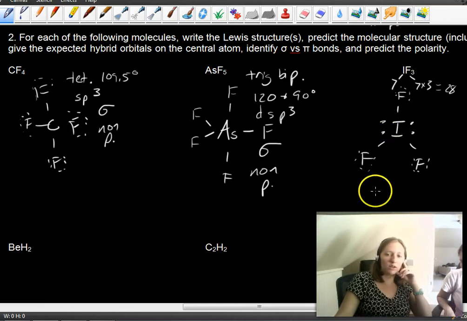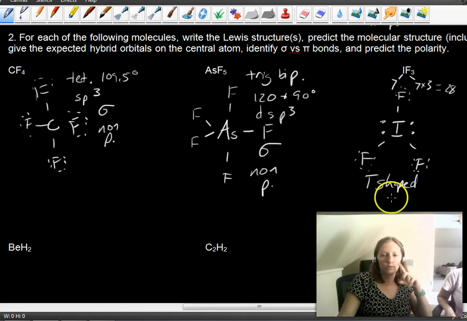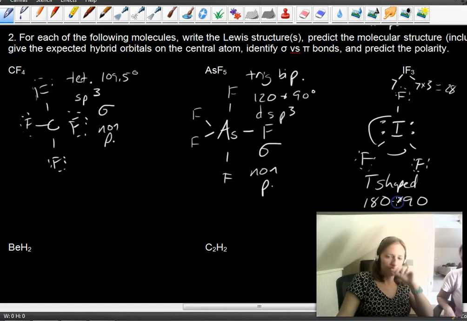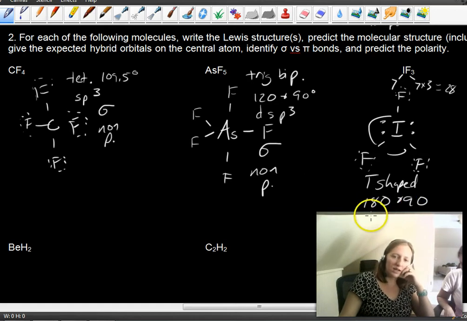So this is going to be T-shaped. This is going to be T-shaped. I was like, is it seesaw? No, that's when you're minus 1. This is T-shaped, and your angles are, you've got 180 between 2 of the fluorines and 90s between the other 2s. 180 and 90, and it's pretty dang polar. And what's our hybridization? It is DSP3.